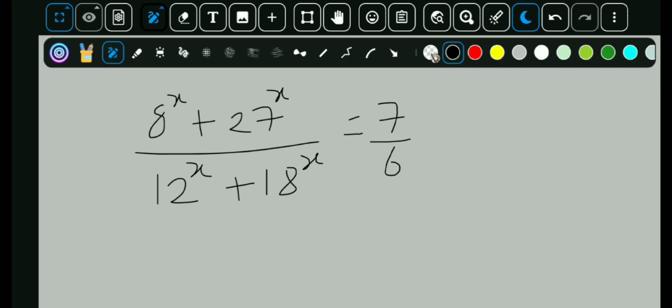So now in order to solve it, we can take that 2 raised to the power x is equal to a and 3 raised to the power x is equal to b. The reason we are taking this is because it will help us to make this equation simpler, and it will be easily solvable after that.